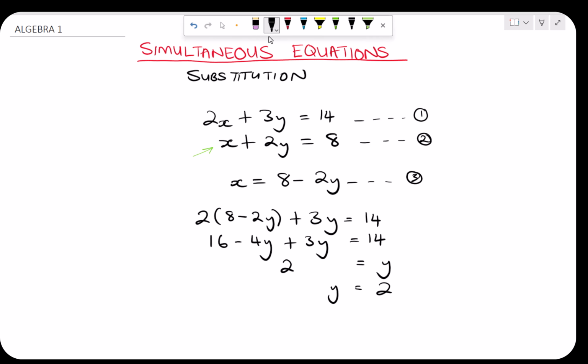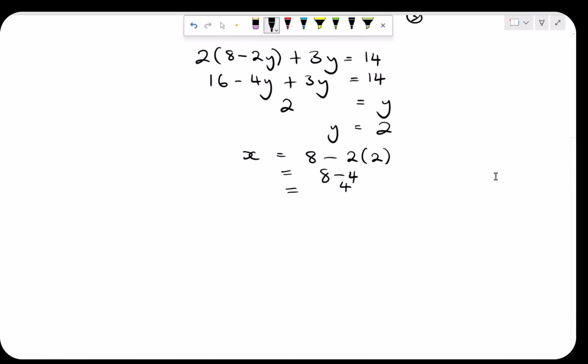equal to 2. And then we come and substitute into equation number 3 because we already have y, and that would give us x is equal to 8 minus 2, substitute y for 2. So that is 8 minus 4, and we get 4. So the two values that we get for x and y are x is 4 and y is equal to 2. So that is how we use the substitution method.